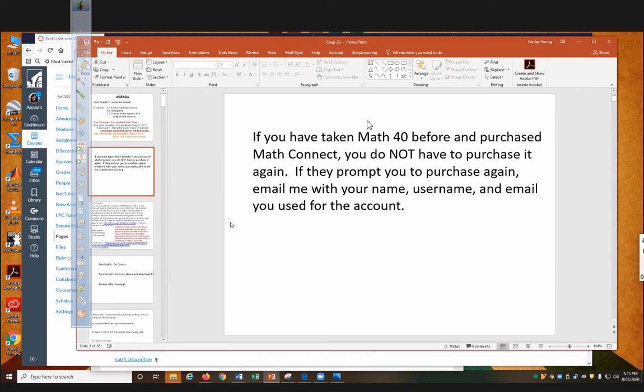If you have taken Math 40 before and purchased Connect Math, you do not have to purchase it again. If you purchased the online access and used it, and it has given you an error that it is expired, or won't let you add it in, then email me and we'll figure that out, because maybe you need to unenroll from your previous course and enroll in this one in Connect Math. Or if it tells you it's expired, just send me your username and your email address, and I will send it to the publisher, and they'll issue a new code to renew you.